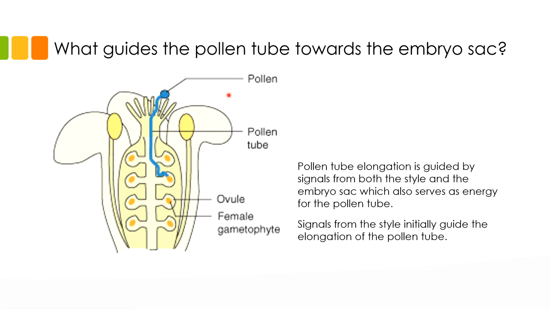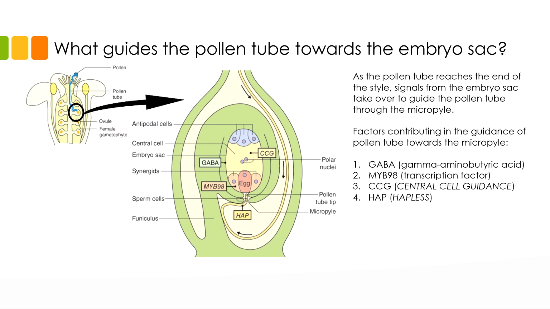This is the function of both the style and the embryo sac. The style and the embryo sac provide chemical signals to the pollen tube that guide it towards the embryo sac. Initially, it is the job of the style to guide the elongation of the pollen tube. As the pollen tube reaches the end of the style, the embryo sac takes over to guide the pollen tube through the micropyle. Recall that the micropyle is a small opening in the integument that serves as the entry point for the pollen tube to deliver the sperm.